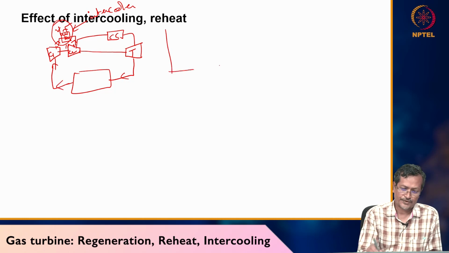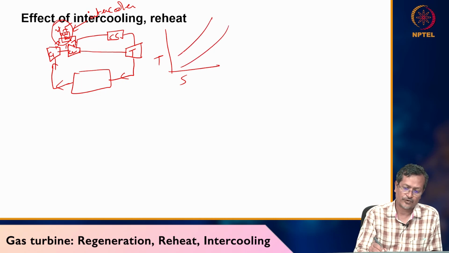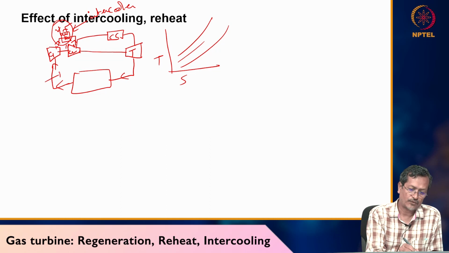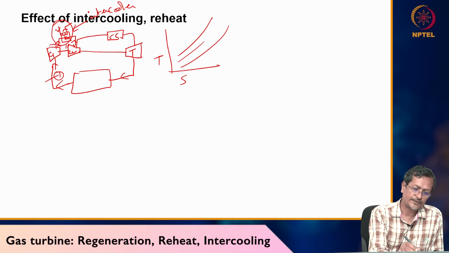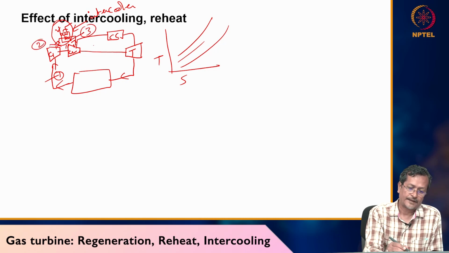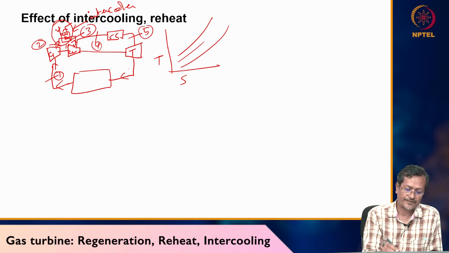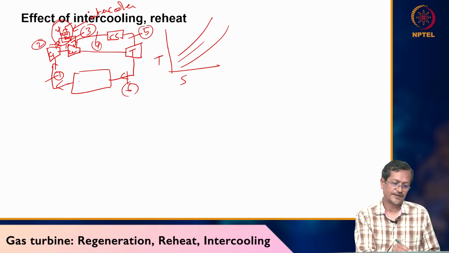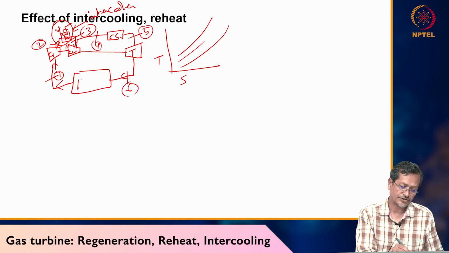Now I want to draw this on a TS diagram. When drawing the TS diagram, you have to draw the pressure line first, then put number 1. After compressor 1 you give 2, after the intercooler you give 3, after compressor 2 you give 4, then after the combustion chamber 5, after the turbine 6, then your heat rejection.